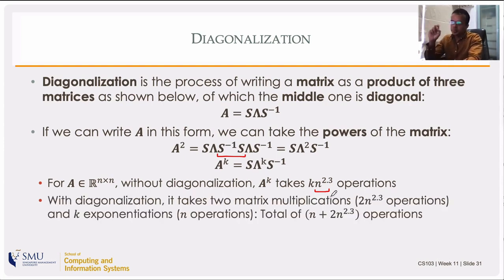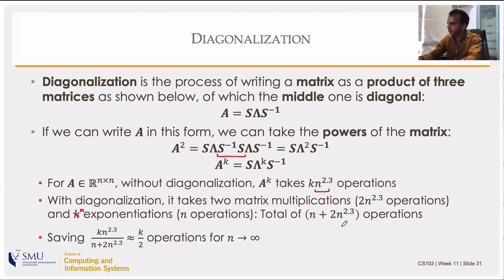With diagonalization, it takes only two matrix multiplications, so that costs me 2 times n to the power 2.3. And then I have not k but n exponentiations, because I have n elements in the diagonal of lambda. I have to raise each one of them to the power k. Let me call that n operations. Then the total is n plus 2 times n to the power 2.3. And if you compute the saving, you will see that it is actually k by 2.